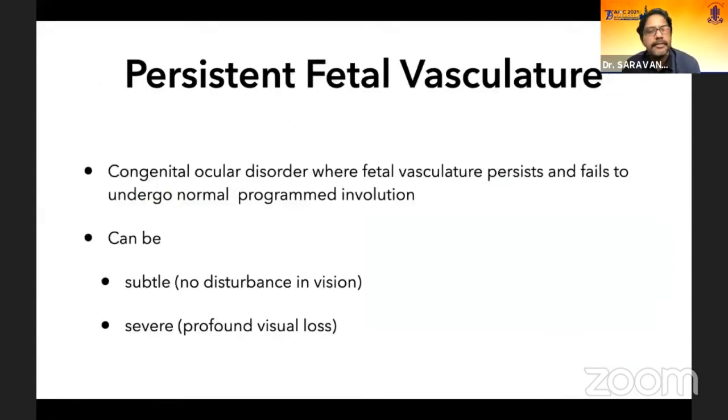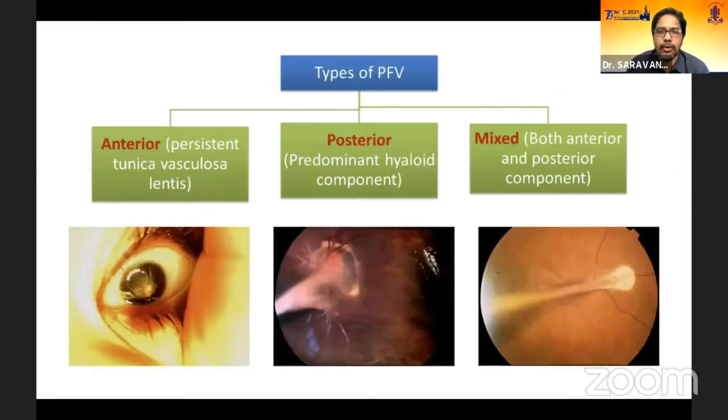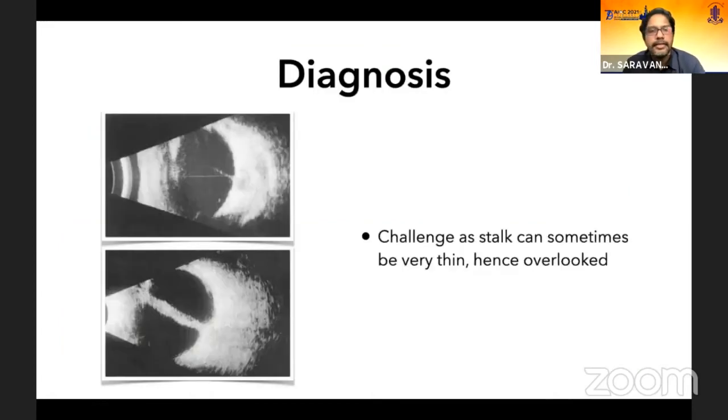So the last case indication will be the PFV, or persistent fetal vasculature. Again, most cases are subtle and away from the visual axis, and they don't need to be surgically intervened. But sometimes when there is significant profound vision loss because of visual axis opacity, then you may have to go in for surgery in these patients. The only thing you have to keep in mind is proper assessment of the various structures, both anterior and posterior.